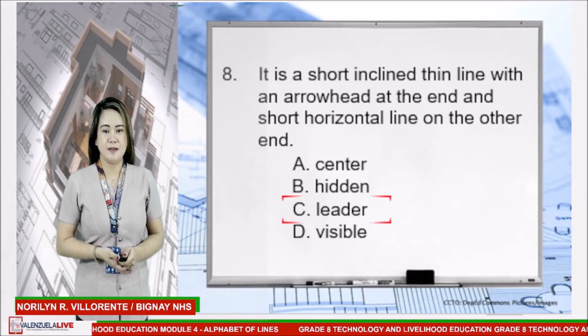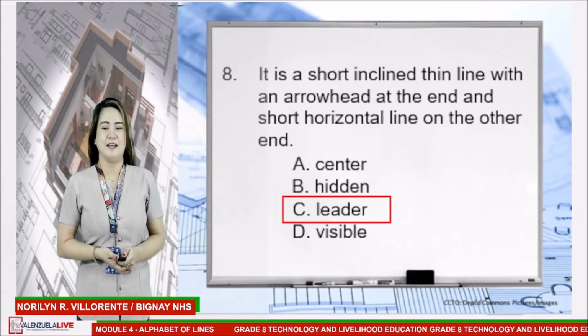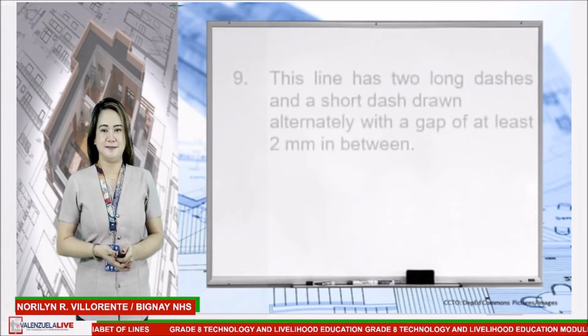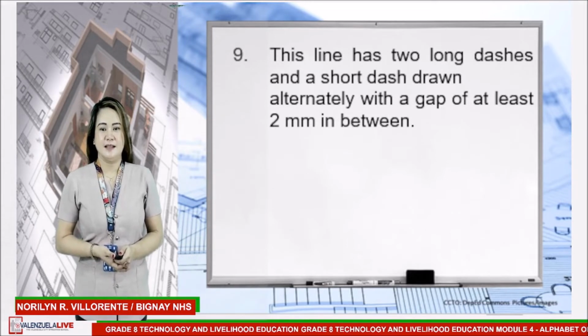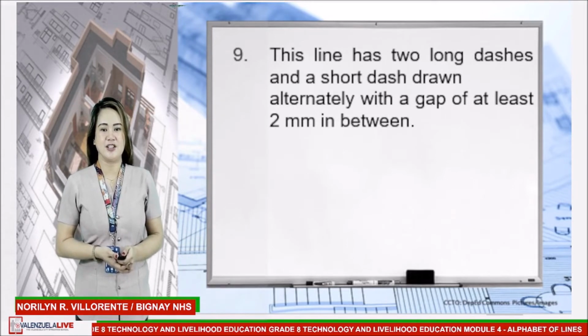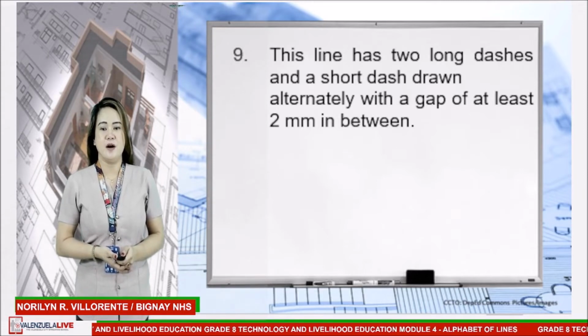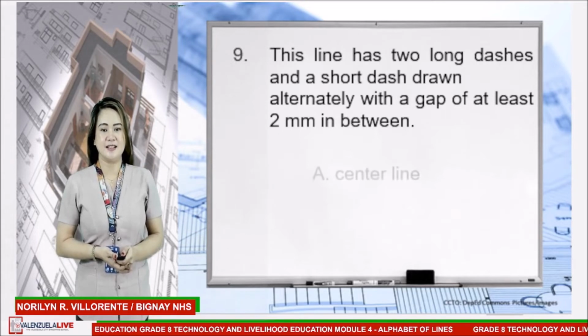Time is up. The correct answer is letter C, leader line. Amazing. Number 9. This line has 2 long dashes and a short dash drawn alternately with a gap of at least 2 mm in between. A. Center line.